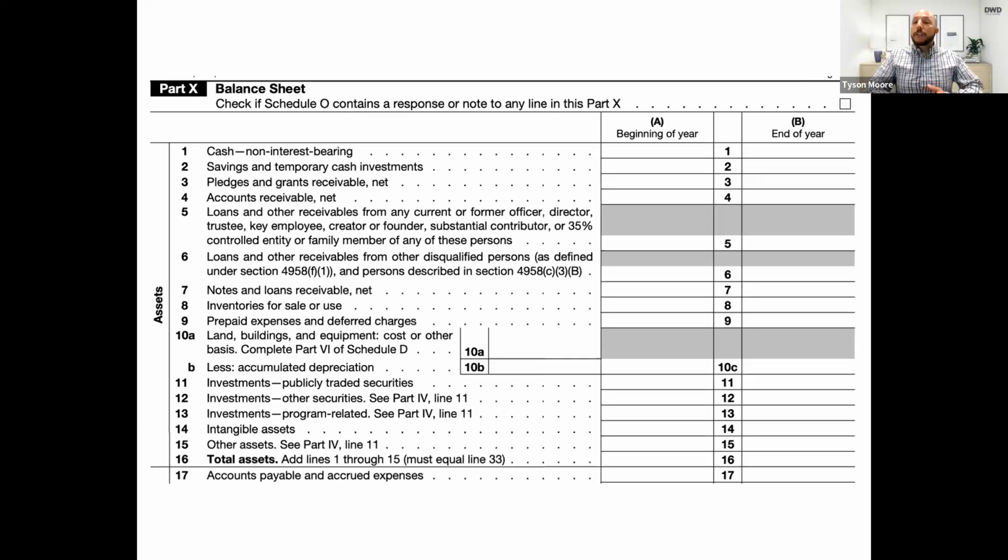Again, when you're looking at the balance sheet, you see your beginning balances and your ending balances, so you can compare year over year to see if your balance in cash is growing or decreasing. Are your receivables going up and down? Are your payables going up and down? The balance sheet can be a great place to start analyzing an organization on their 990.